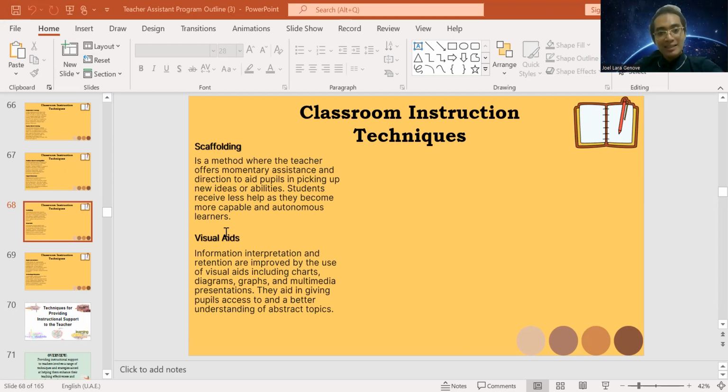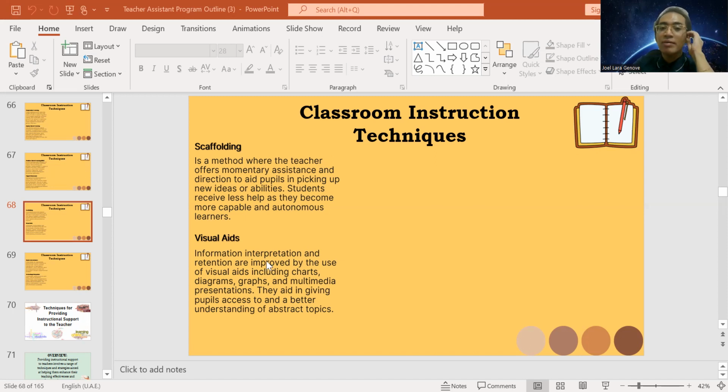As the lesson progresses, the teacher gradually steps back and allows the students to work more independently. They might be available to answer questions or provide clarifications, but they give the students more space to practice and apply the new skill on their own. You will allow them to do it on their own. So that is your scaffolding. Then we have, what's next?